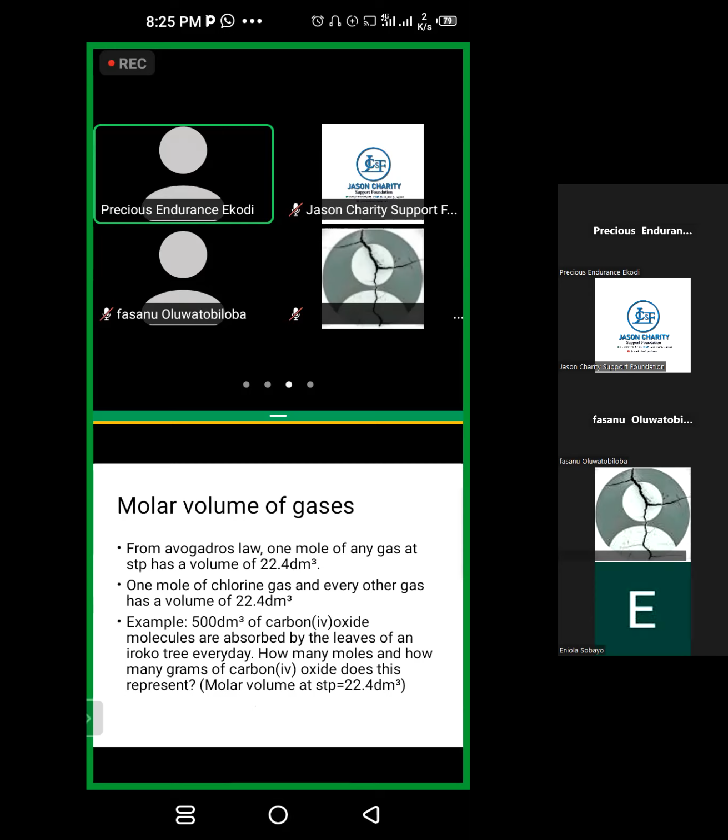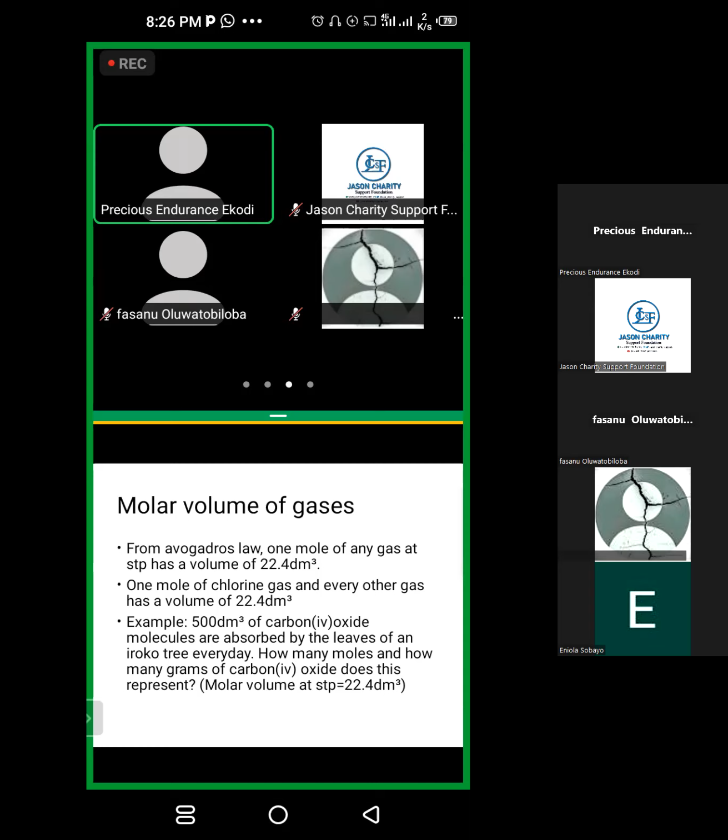Now let's talk about the molar volume of gases. From Avogadro's law, we are able to detect that 1 mole of any gas at STP, as we mentioned in previous classes, standard temperature and pressure, has a volume of 22.4 dm cube. No matter the gas, oxygen, nitrogen, carbon 4 oxide, as long as it is 1 mole of it, it will have a volume of 22.4.